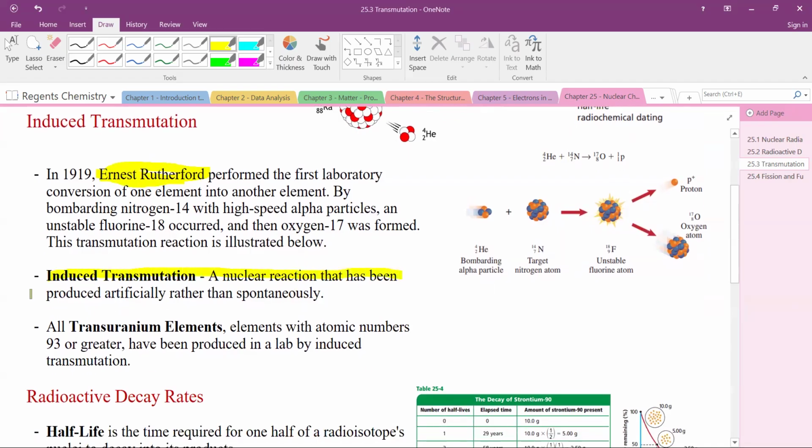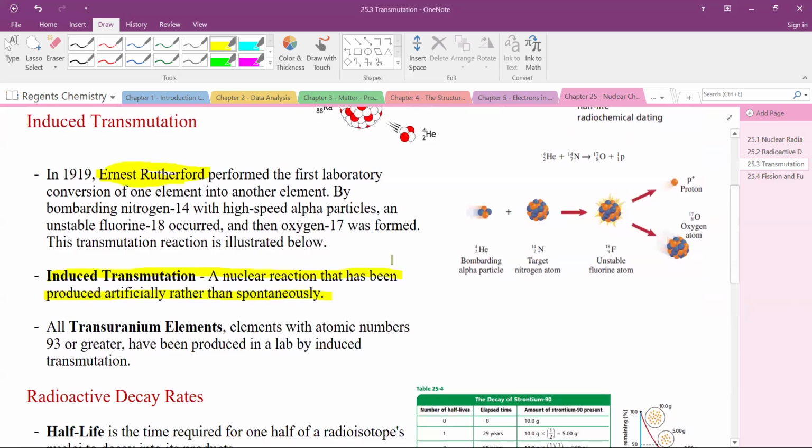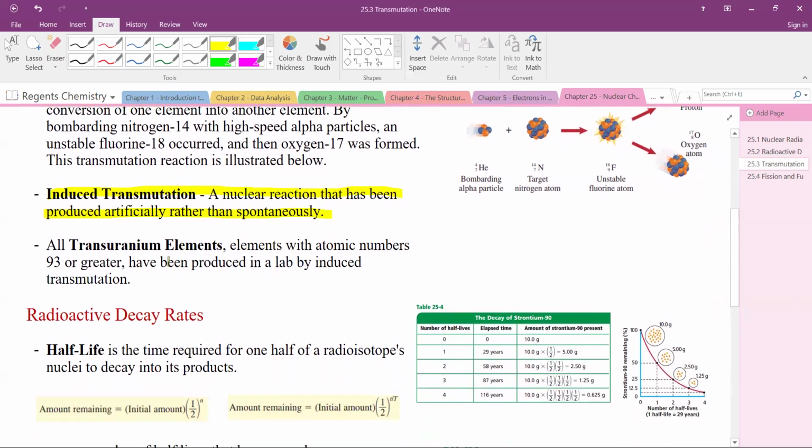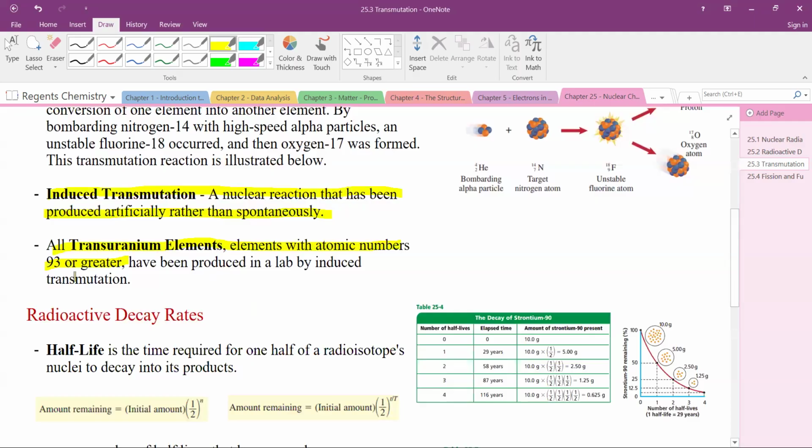This is a nuclear reaction that's been artificially produced rather than happening spontaneously, such as in the radioactive decay of uranium into lead. That is spontaneous. This is an example of an induced transmutation. Okay. And just so you're aware, all transuranium elements, meaning elements with an atomic number larger than 93, have to be produced in lab through induced transmutation. And the most common way they're going to make those is actually through helium bombardment like this. They can also bombard it with neutrons as well.